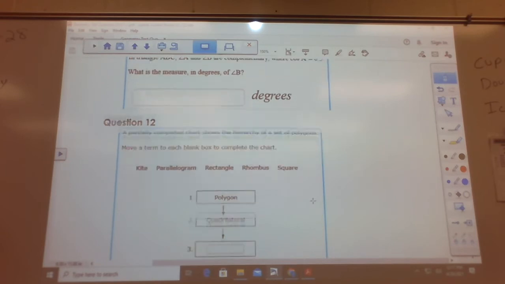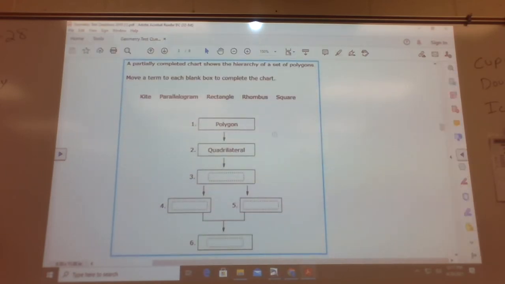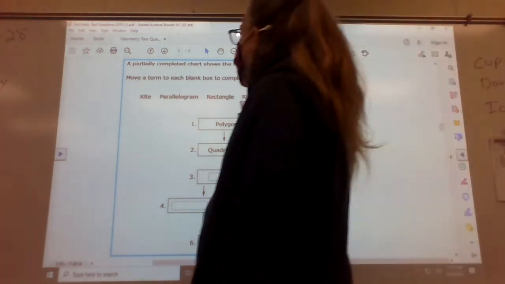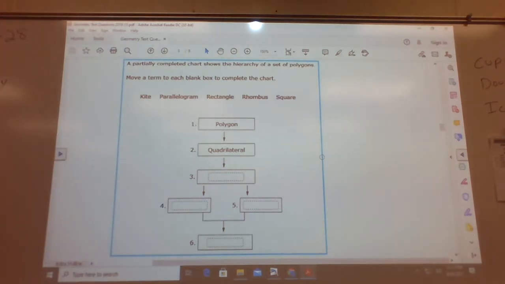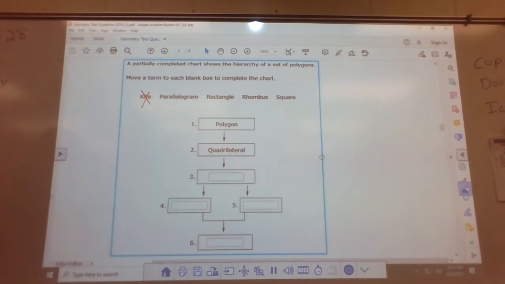We got a chart. Notice my chart has 5 words and only 4 blank spots. So one of these words must not belong. Can we figure out which one doesn't fit? Which one of these 5 words doesn't seem to even fit? Which one can't go in that chart? Kite. Kite's the one that doesn't belong. So we're going to get rid of kite.